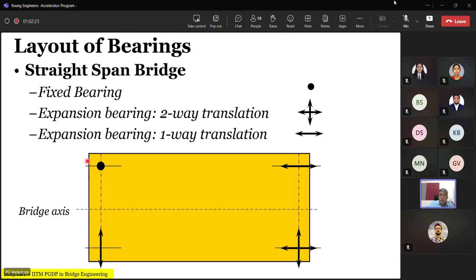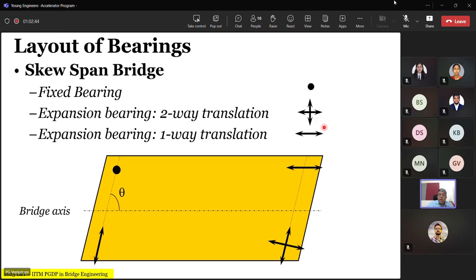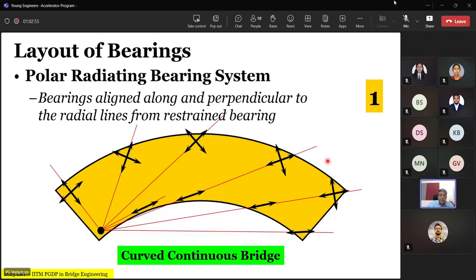So typically a bridge deck is laid out this way. You have one fixed bearing, and this in common language may be called a transversely guided bearing, and this will be called the longitudinally guided bearing, and this will be called a free bearing. So this is a typical straight bridge layout, which when it comes to skew, we do the same thing with some arrangement of this nature, transversely guided and longitudinally guided, right?